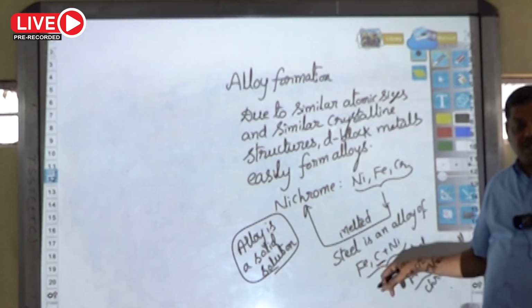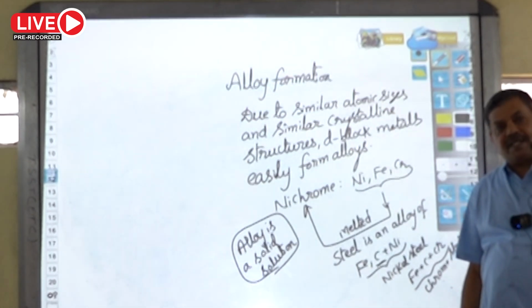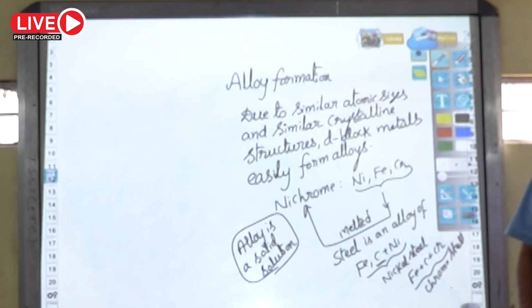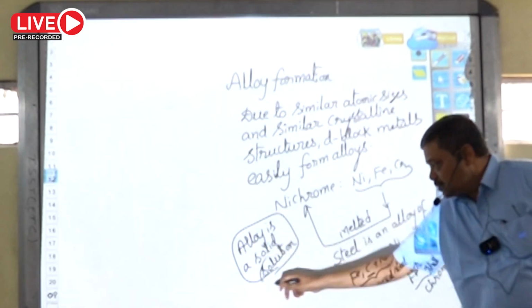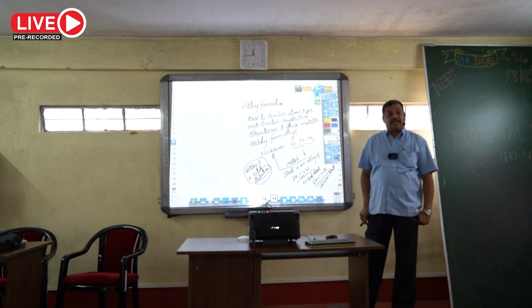Because steel contains a non-metal, carbon. So sometimes alloys contain some non-metal also, but essentially it is a homogeneous mixture. Homogeneous mixtures are called solutions. They are solid state solutions.